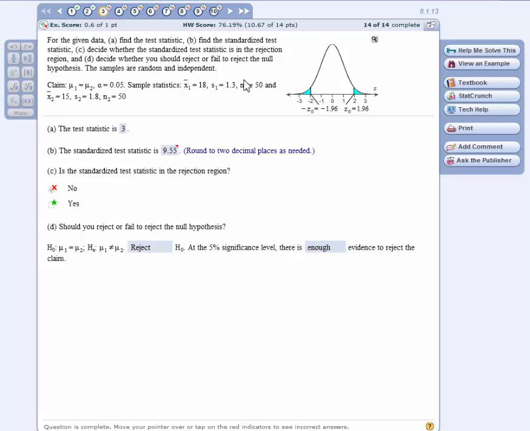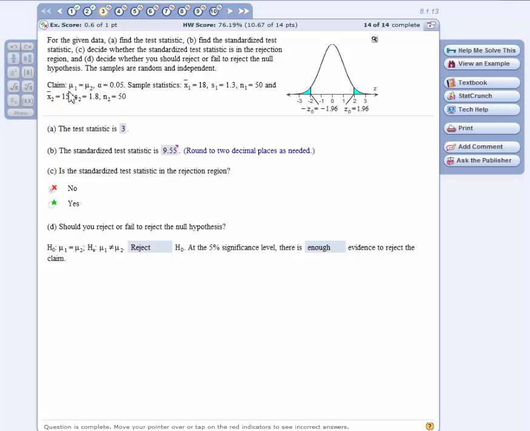And here we have the problem, and we've got to find the test statistic, the standardized test statistic, and decide whether the standardized statistic is in the rejection region and whether you should reject or fail to reject. Samples are random and independent.